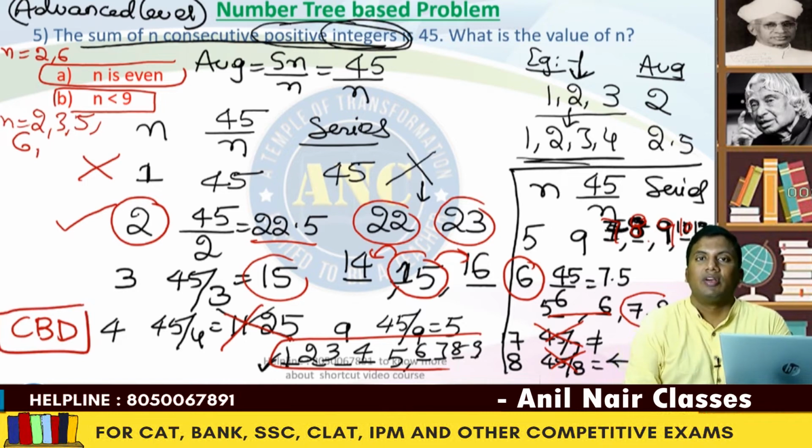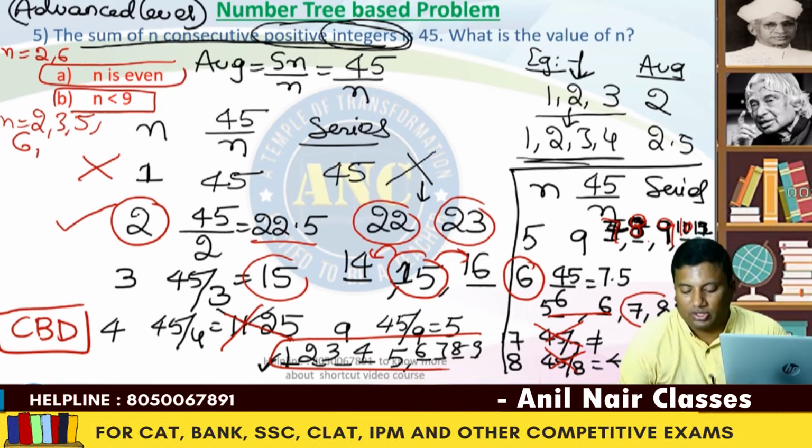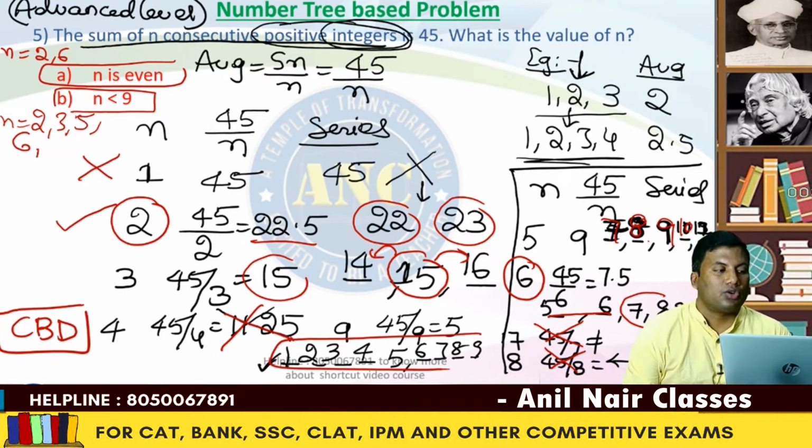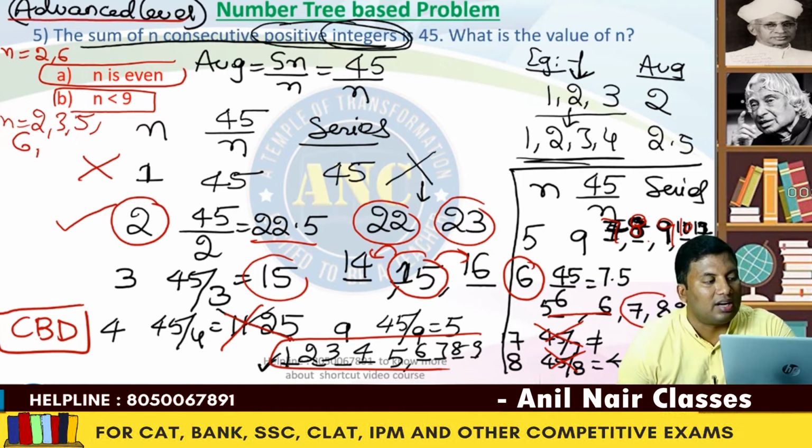Very good question, which also uses the definition of averages for consecutive positive integers. I hope this idea is clear. Please make a note of this question. This question is an advanced level question. I hope the idea is clear.